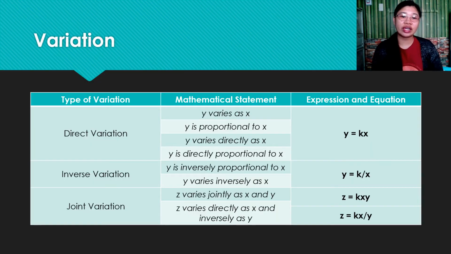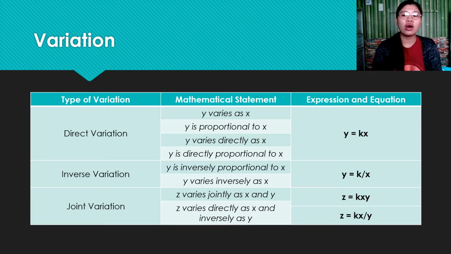So we have here variation. Variation is defined as the simple relationship involving one or more terms. Presented here are three types of variation: the direct variation, inverse variation, and joint variation. I also provided here mathematical statements, so that when you hear these, they refer to the specific variation.